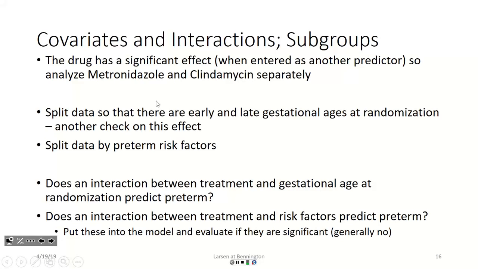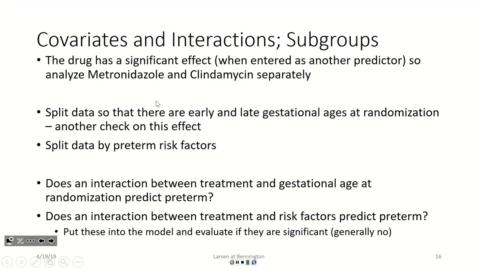The drug had a significant effect. So if you enter it as a predictor, it had a big effect, and so much so that if you entered another variable like the previous preterm, you probably would want to have an interaction there. So you're building up this big model with all these things. And so it was decided just to split it into two analyses. Analyze the metronidazole studies separately from the clindamycin studies, and just make it simpler that way. Otherwise, you have all these interaction terms to keep track of, and it was a little harder to report.